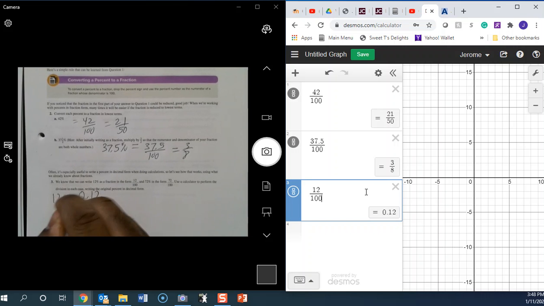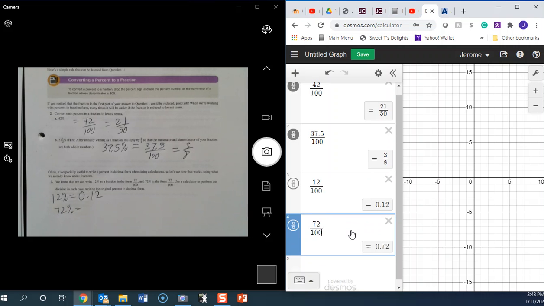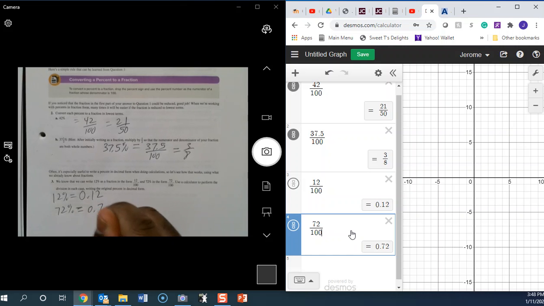So we could write down 12% is equal to 0.12, and then 72%, 72 divided by 100, that'll give us 0.72. And we're done.